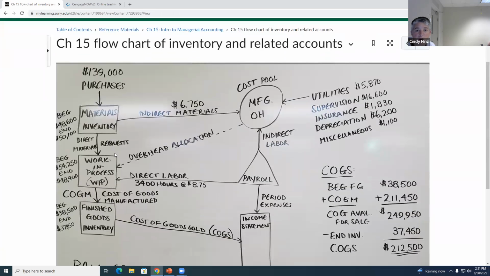So you may find it helpful, you may not. What we're talking about is all of these arrows coming into and going out of this work in process account.